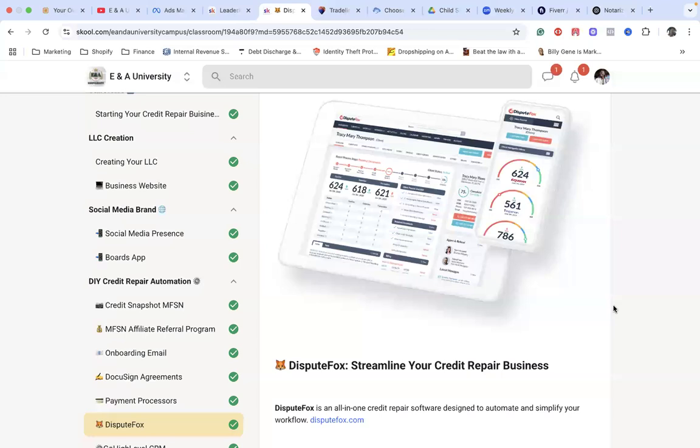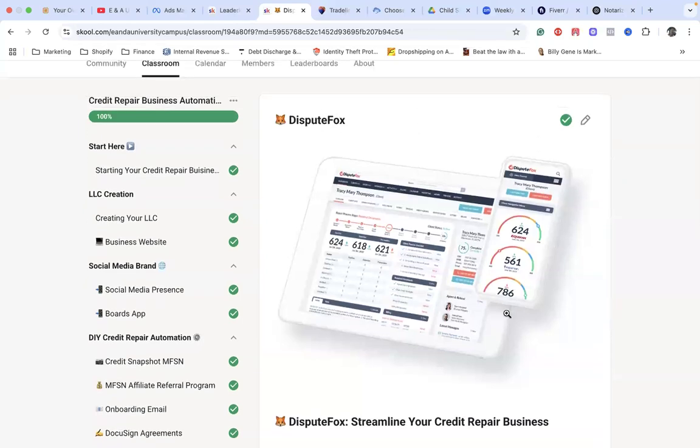And the cool thing with Dispute Fox, my brother, is I'll teach you something. Use an email that you don't use, and it's free for 30 days. So use an email that you don't care about, create an account with Dispute Fox, play around with it until you're ready to pay that 129 a month, right?